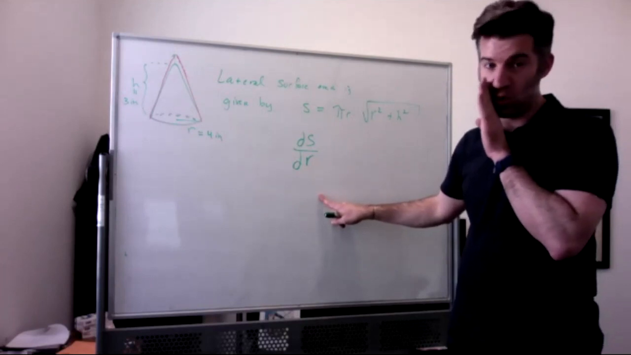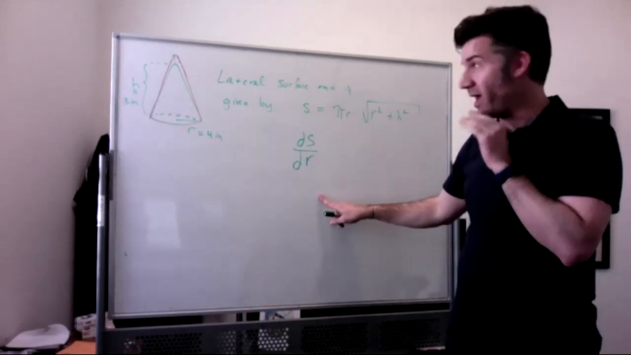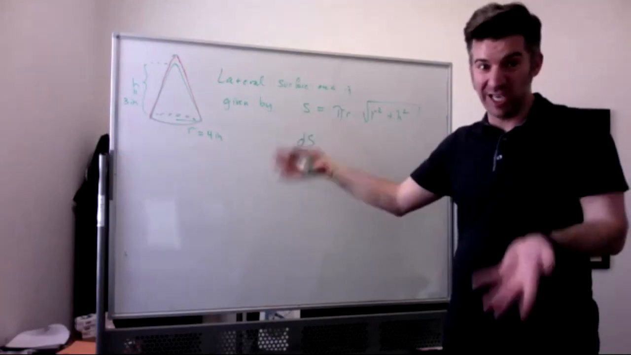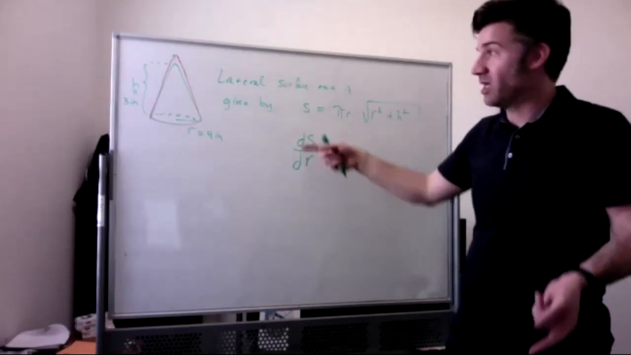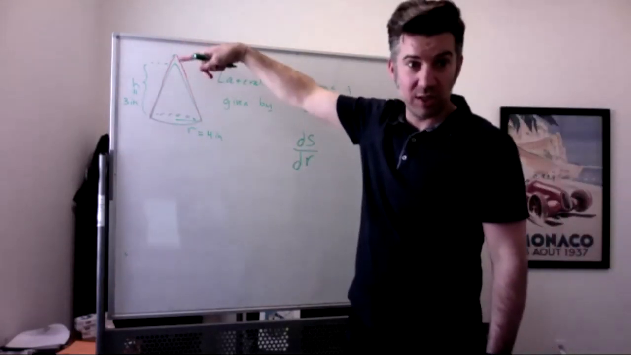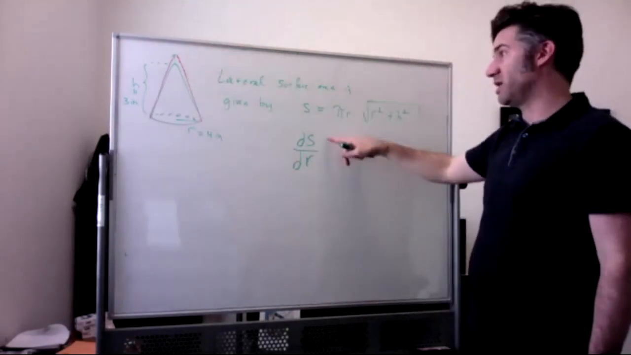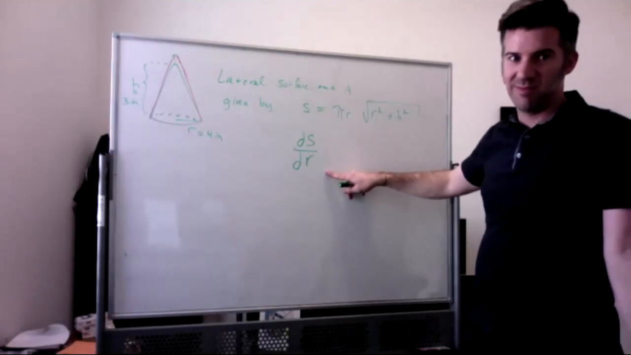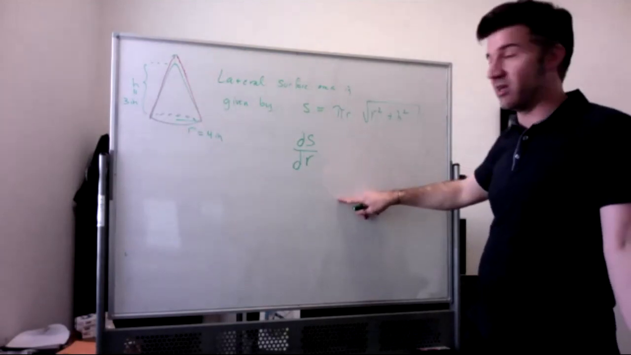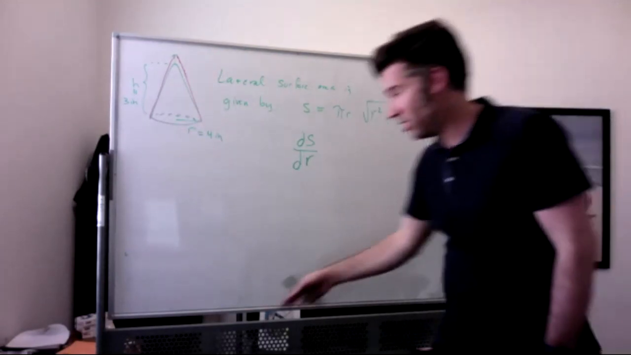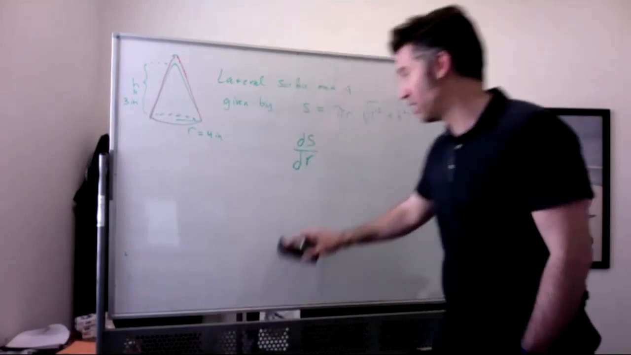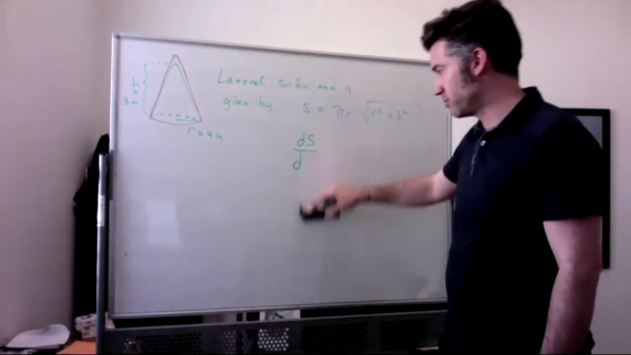No, because the radius is always constant. Right. In this example, the radius isn't changing. The radius is just 4 inches. The height is what is changing. So I don't want ds/dr because there isn't any. The surface area isn't changing with respect to the radius. The surface area is changing as the height is changing.